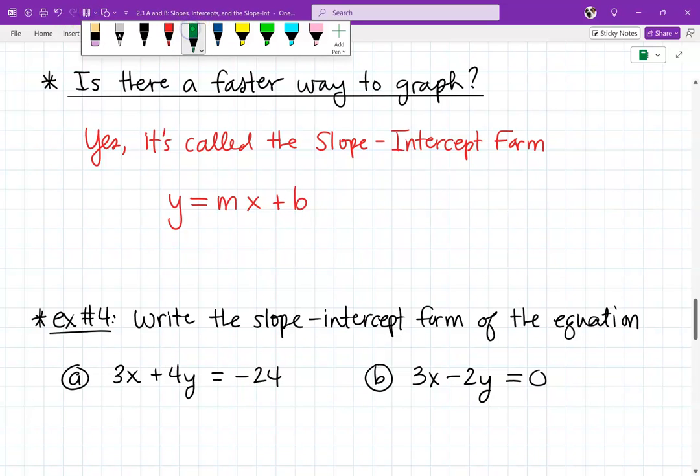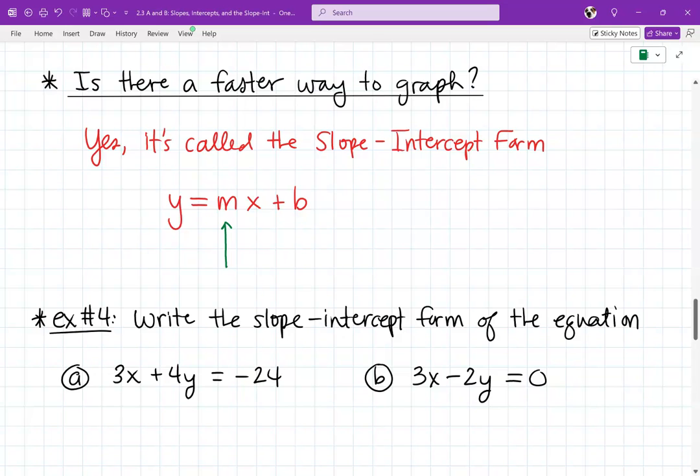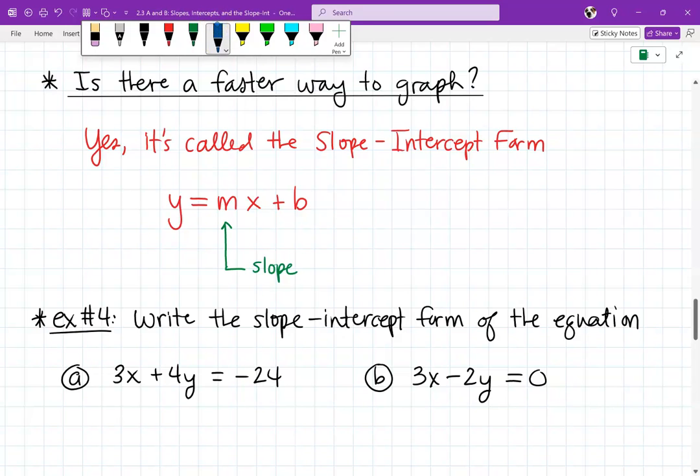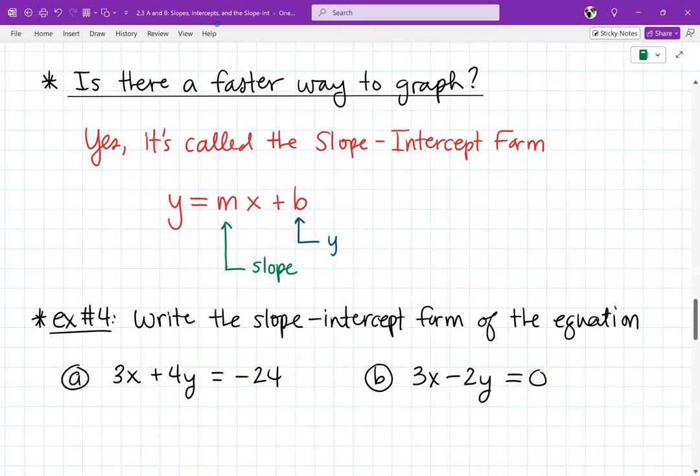Once you solve it for y, this is your slope. M. Not mx, just m. Okay? And then b is your y-intercept. This is where it crosses the y-axis.